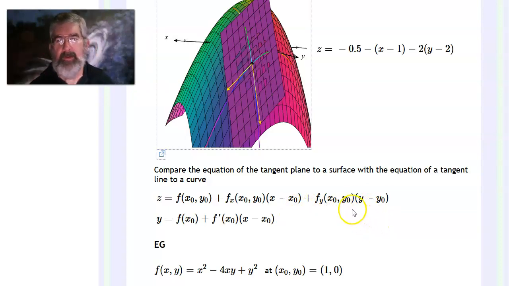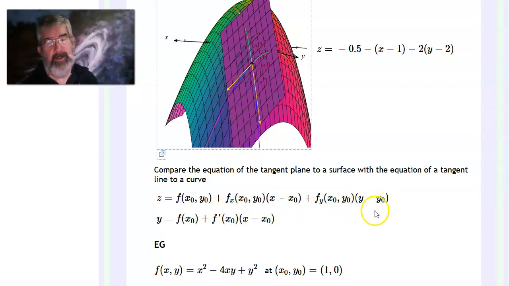y minus y0. So compare that to what we had in Calc 1 for the equation of a tangent line to the graph y equals f of x at x equals x0: y equals f of x0 plus the derivative at x0 times x minus x0. This looks very much the same. Some function value plus the derivative times a change in x. Now we have a function value plus the derivative in the x direction times a change in x, plus the derivative in the y direction times a change in y. Okay? Tangent line from Calc 1, tangent plane from Calc 3.